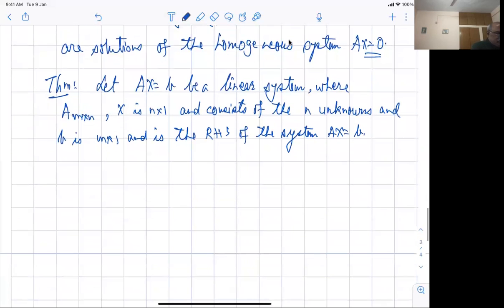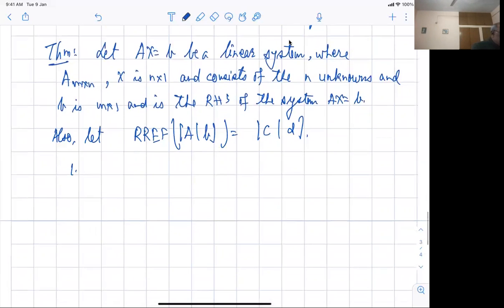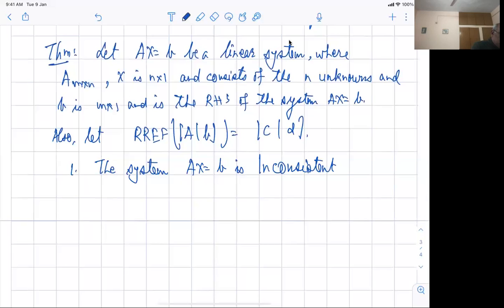Also let us assume RREF of AB is equal to CD. Suppose it has this form, and in this language I want to write everything. So let me write that. One, the system Ax equal to B is inconsistent, there is no solution.